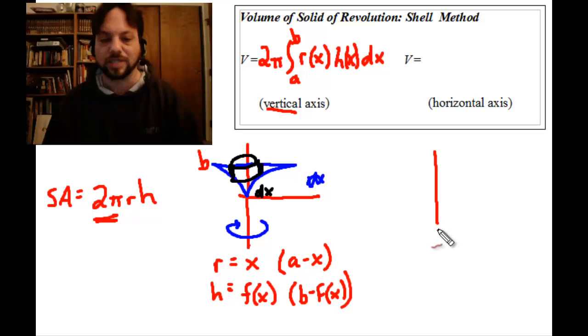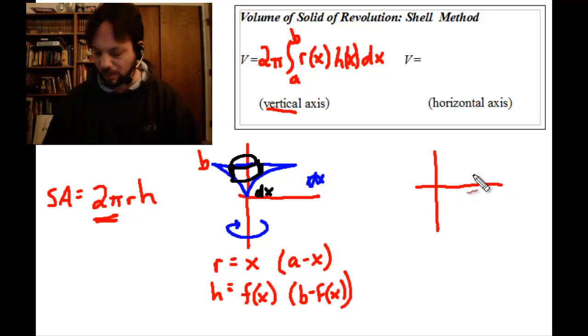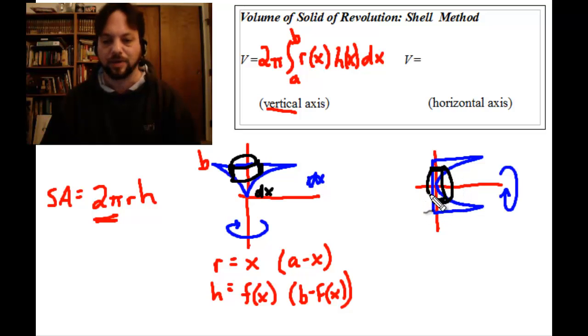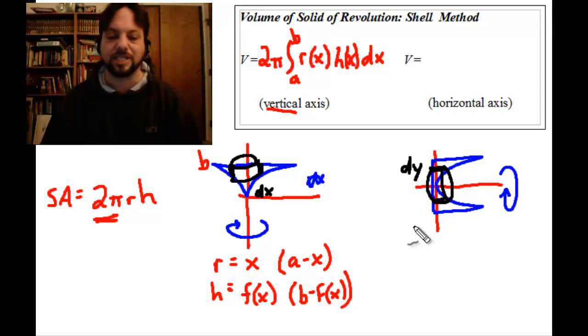If we're doing a horizontal axis, I'm not going to go through all the rigmarole again here, but if we're taking this same region and rotating it over the horizontal axis, notice what would happen. Our shells this time would be horizontal, and I'll try to draw a better shell this time than I did last time. Actually, that's not too bad. What is the width of each shell this time around? This time, the width is dy.